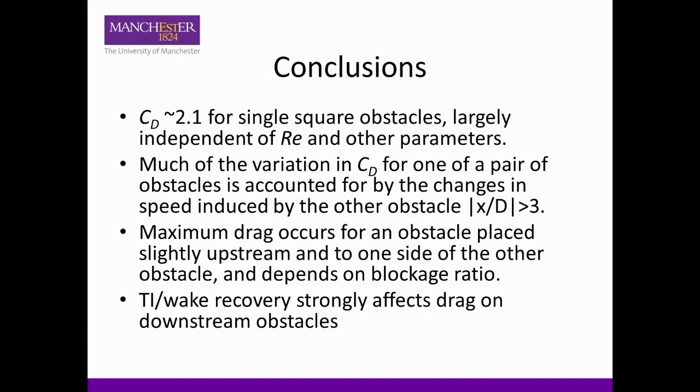Much of the variation of the drag coefficient, looking at one obstacle compared with the other, could be accounted for if you just worked out the flow field from one and then said, right, let's just use half rho u squared for calculating it elsewhere, except when you're really close, where things get a little bit more complicated. The biggest drag occurs for an obstacle placed slightly upstream and to one side of the other one. And not surprisingly, all of these things depend on the blockage ratio.